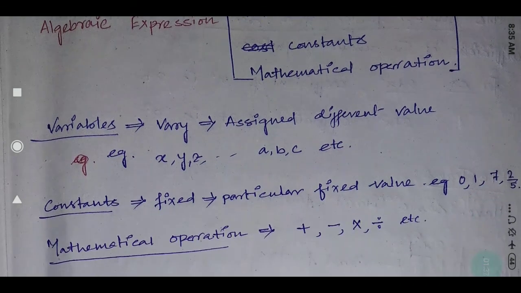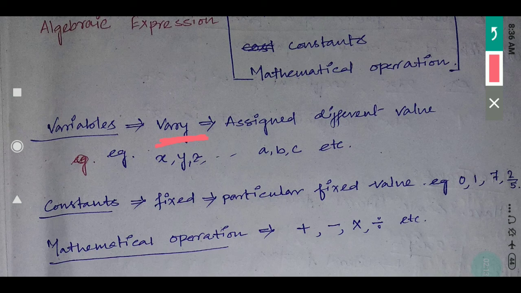What are variables? Vary means it varies, it assigns different values. Just remember one thing, that variable means it varies, that means it is not fixed. For one time it will be fixed at one value, then another time it will take another value, and another time another value. Based on some expression or condition, the values change. Okay.